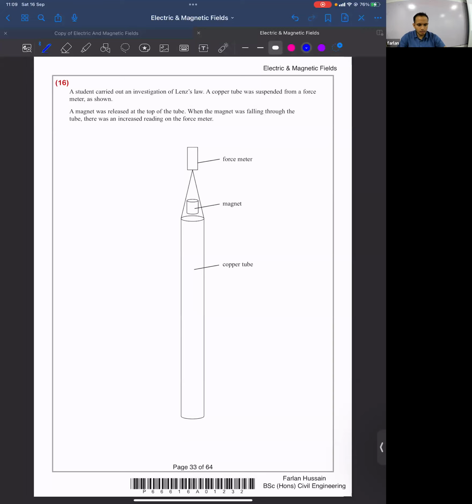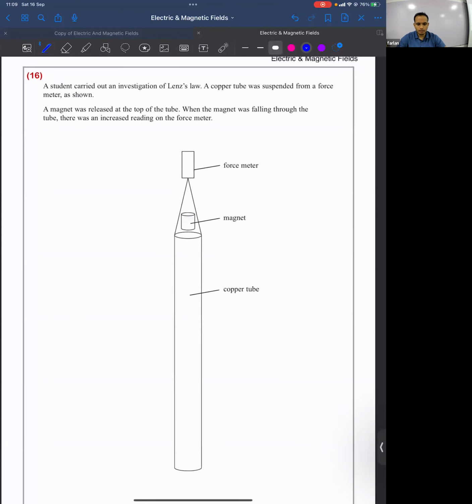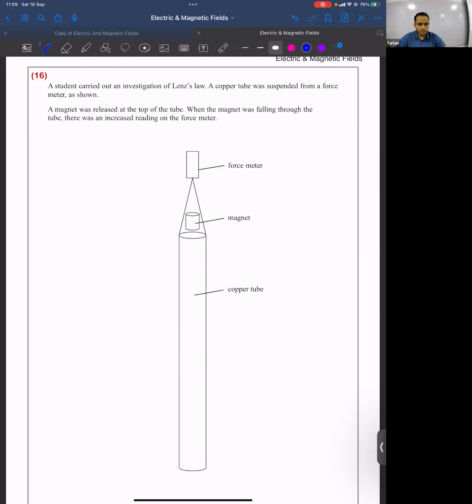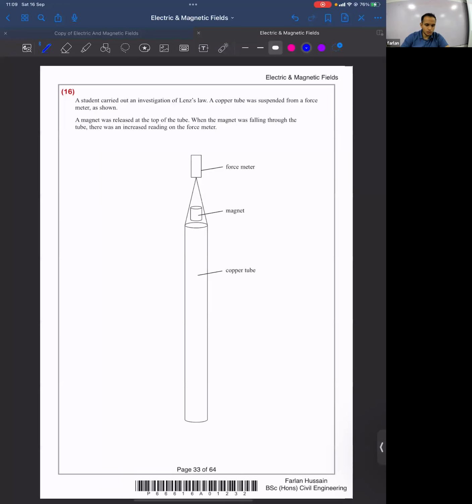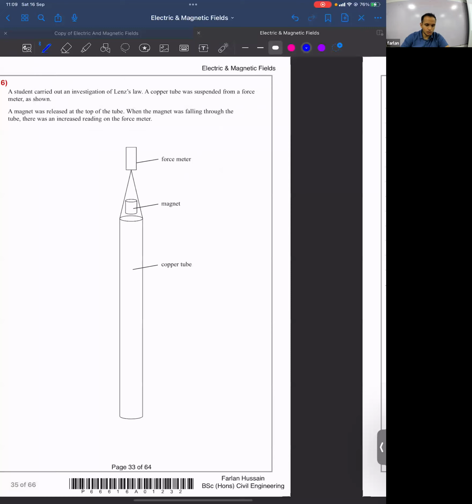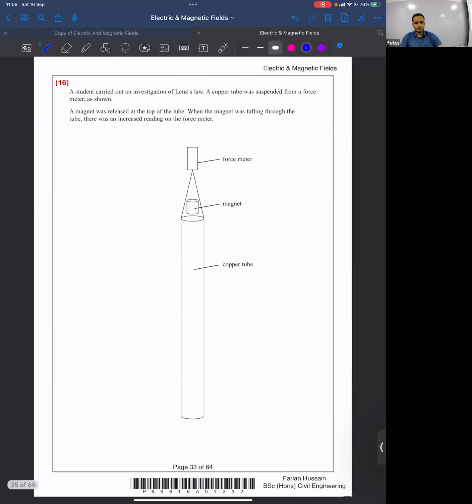A student carried out an investigation of Lenz's law. A copper tube was suspended from the force meter, as shown. A magnet was released at the top of the tube. When the magnet was falling through the tube, there was an increased reading on the force meter. The force meter is showing a high reading. Explain why there was an increased reading on the force meter.